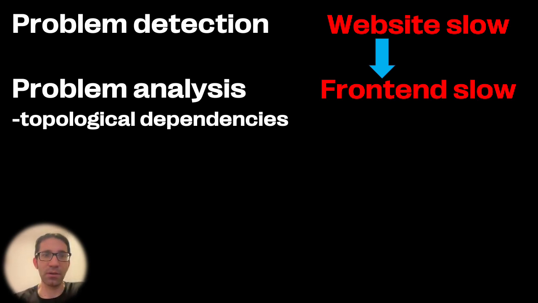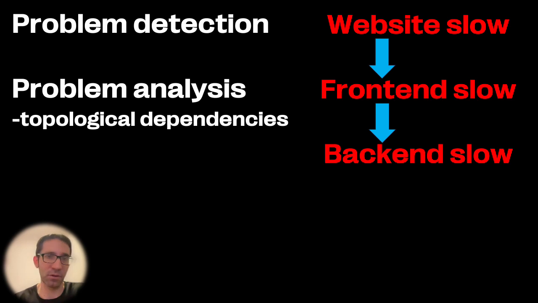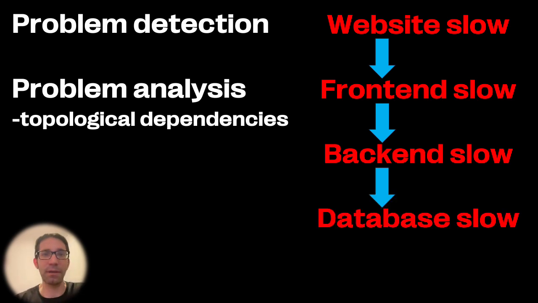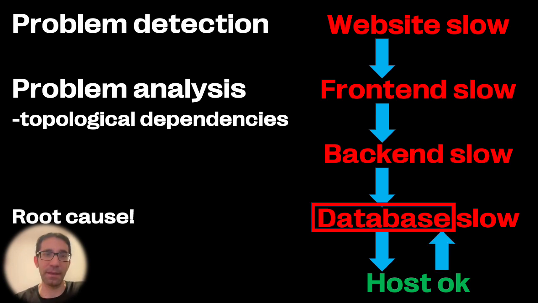We continue on this topology. This front end depends on a certain back end, so we check out the back end. Okay, the back end is also slow. We go further, the database running on that back end is also slow. The host on which this database runs is actually okay, so that's not a problem. So it seems like the database in this time here is the root cause.